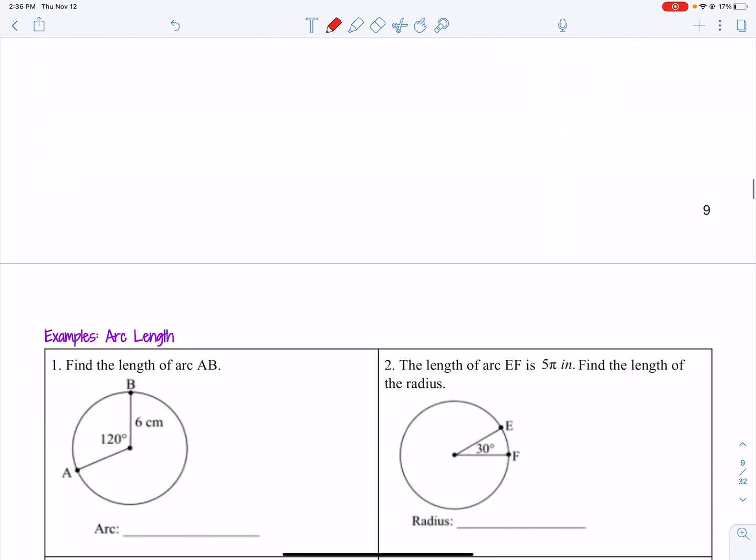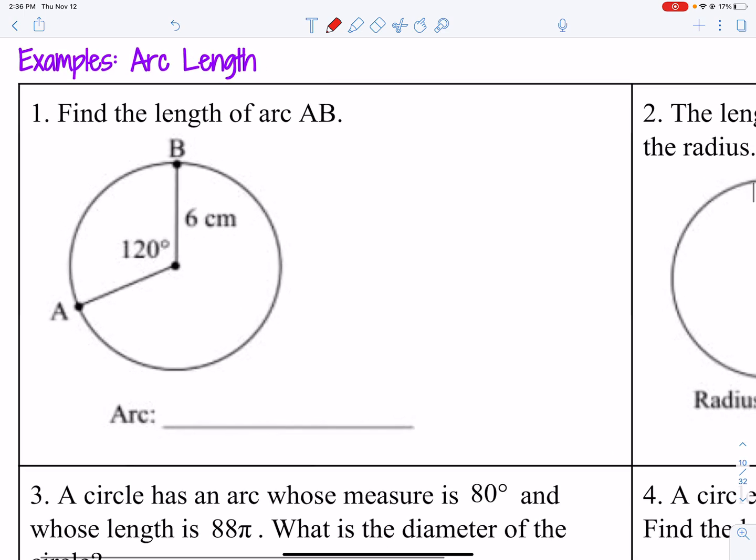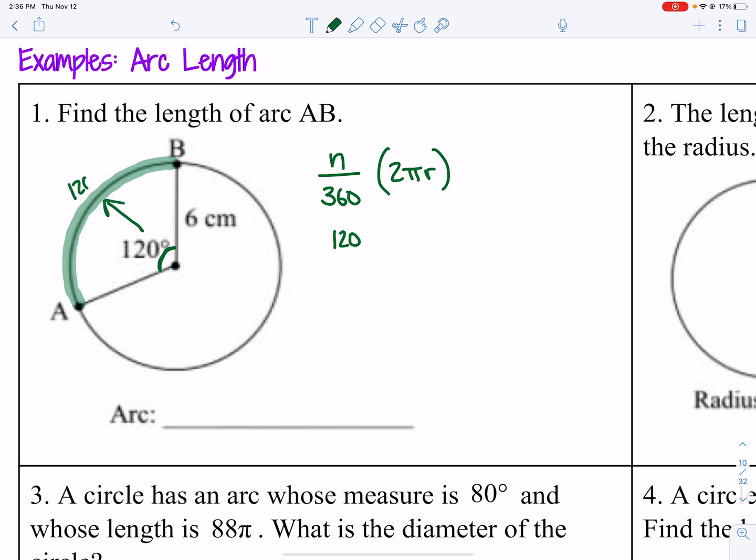All right, so let's take a look at some examples. For example 1, it says find the length of arc AB. So we need to multiply n over 360 times 2 pi r. n is the measure of that arc. So 120 degrees is our central angle, which equals the measure of the arc. So we can say it's 120 degrees over 360 degrees times the circumference formula, which is 2 pi times the radius. And the radius in this case they gave us was 6.